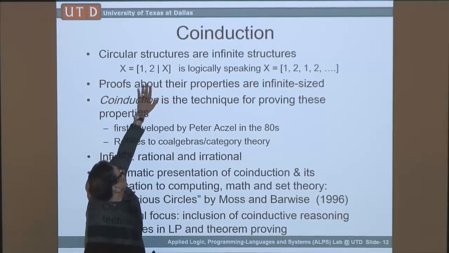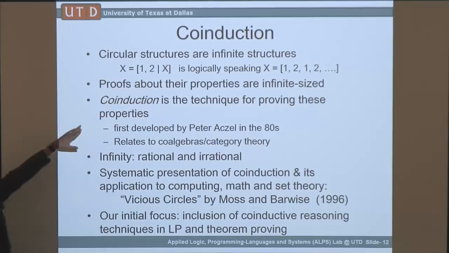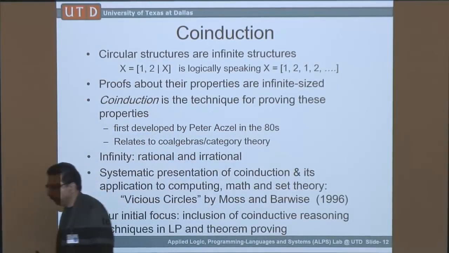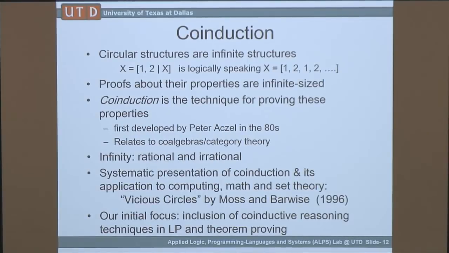So if I write x equals 1, 2 vertical bar x, which essentially means that x is the rest of the list. So think of it again as a circular list. Logically speaking, this is an infinite list, 1, 2, 1, 2, 1, 2, that goes on forever. So really when you have a circular linked list, it's an infinite list, repeating. And so proofs about their properties are going to be of infinite size as well. And co-induction is really the technique for proving these properties. The first person who actually looked at it was Peter Aczel, and you can find his monograph from the 70s or 80s. It relates to co-algebras and category theory, where mathematicians who study algebras and induction also study co-algebras and co-induction.